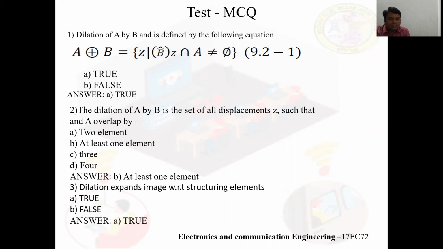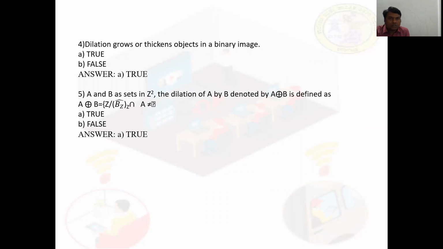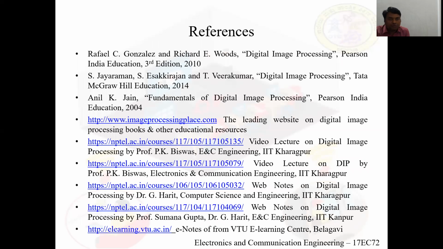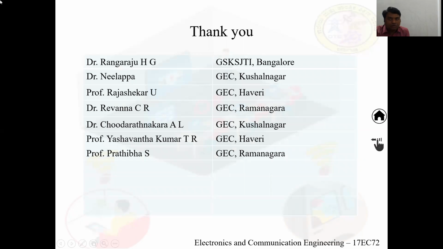Dilation expands an image with respect to the structuring element. True. Dilation grows or thickens objects in a binary image. True. With A and B as sets in Z square, the dilation of A by B, denoted by A dilation B, is defined as A dilation B is equal to the set of Z such that B cap of Z intersection of A is not equal to null. This is true. These are the references, and thank you. We will stop the session here.